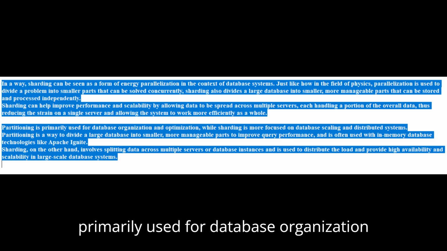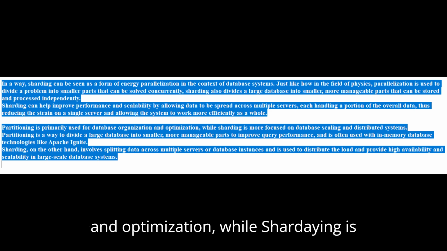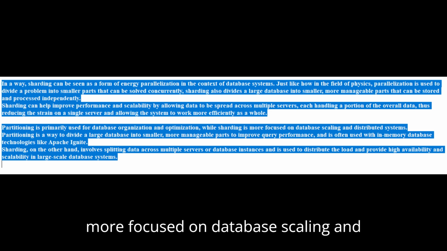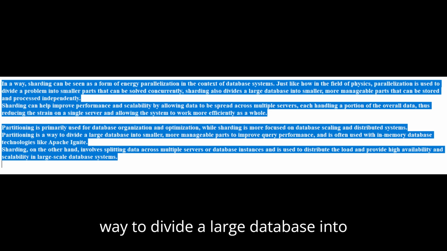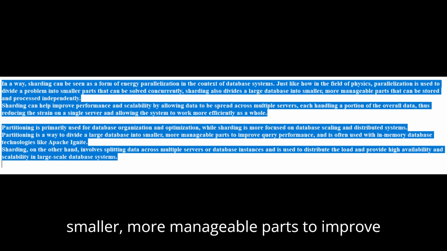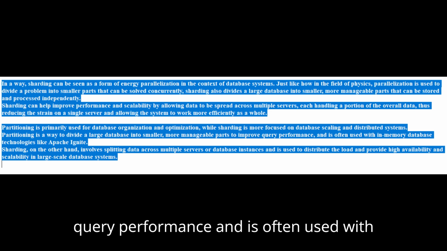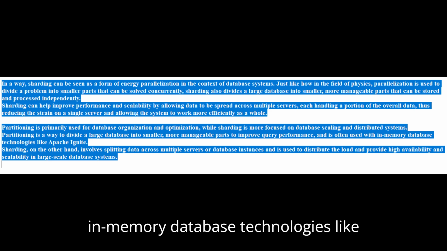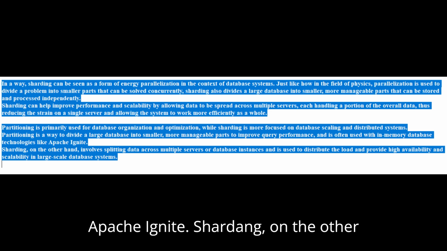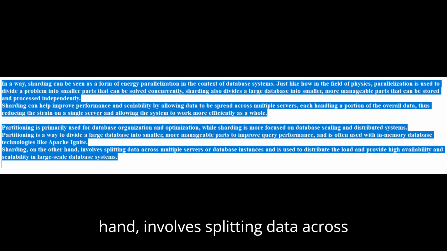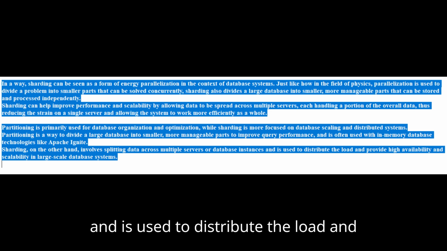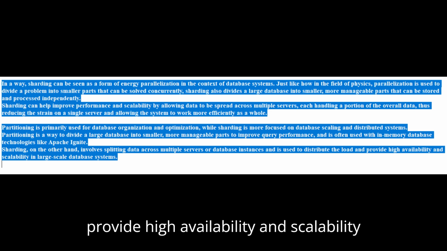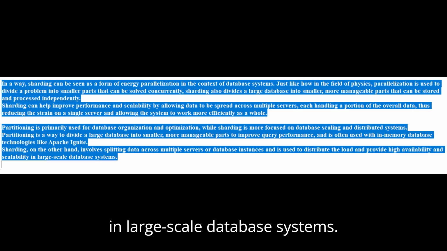Partitioning is primarily used for database organization and optimization, while sharding is more focused on database scaling and distributed systems. Partitioning is a way to divide a large database into smaller, more manageable parts to improve query performance and is often used with in-memory database technologies like Apache Ignite. Sharding, on the other hand, involves splitting data across multiple servers or database instances and is used to distribute the load and provide high availability and scalability in large-scale database systems.